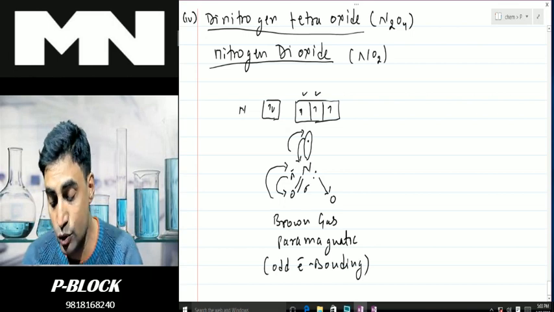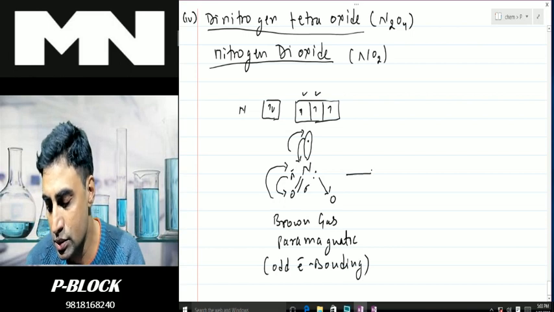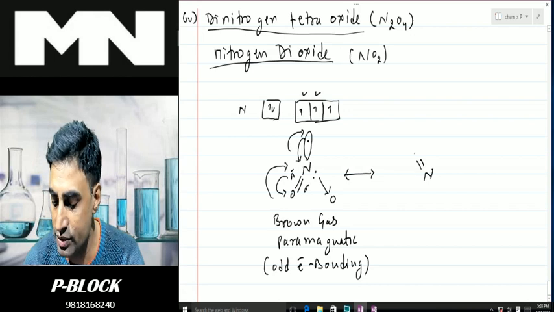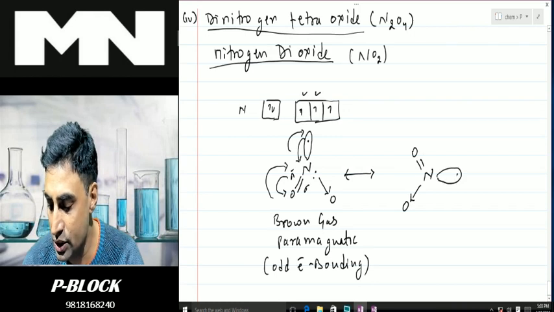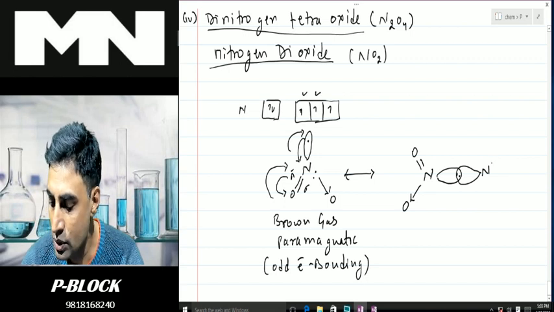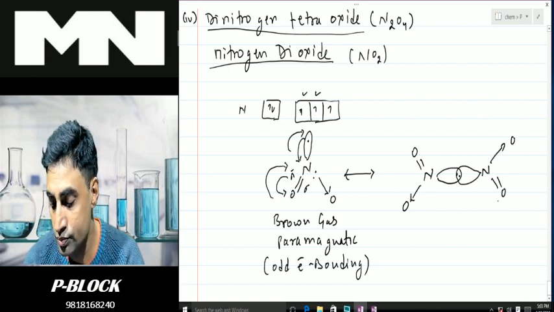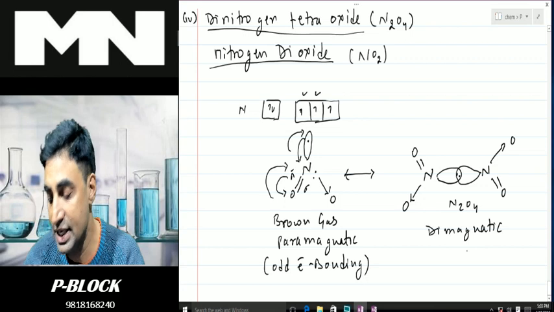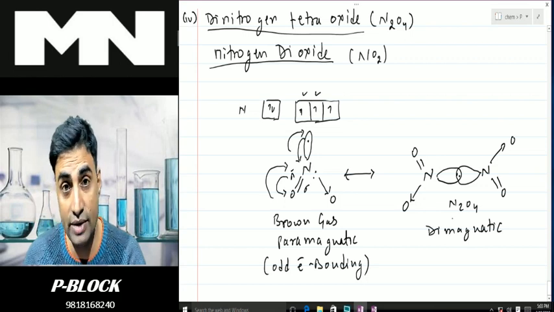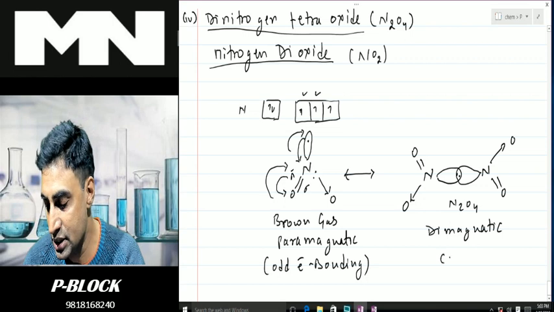Many a time these NO2 molecules undergo dimerization. So you get an equilibrium mixture of that also, like nitrogen here, then you have double bond O, coordinate bond O. This is the unpaired electron you have got. Another nitrogen, same type, coordinate bond O, double bond O. So this is N2O4, and in this N2O4 there is no unpaired electron. That's why it is diamagnetic.